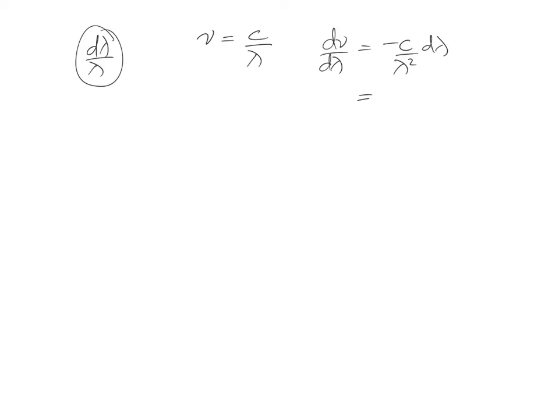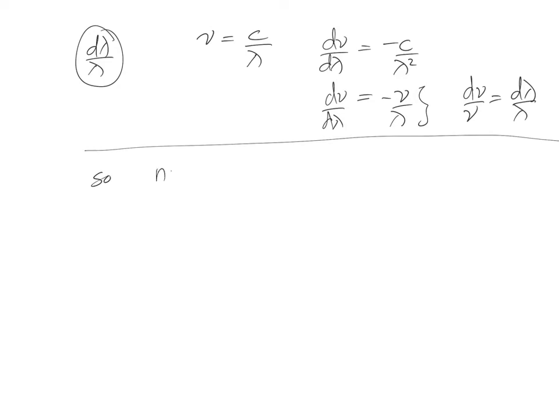So it's going to be minus nu over lambda. Okay, so now I think we're all at the point where you can be happy. So this is d nu over d lambda. So we can rearrange this and we can find out that d nu over nu is the same as d lambda over lambda. Okay?